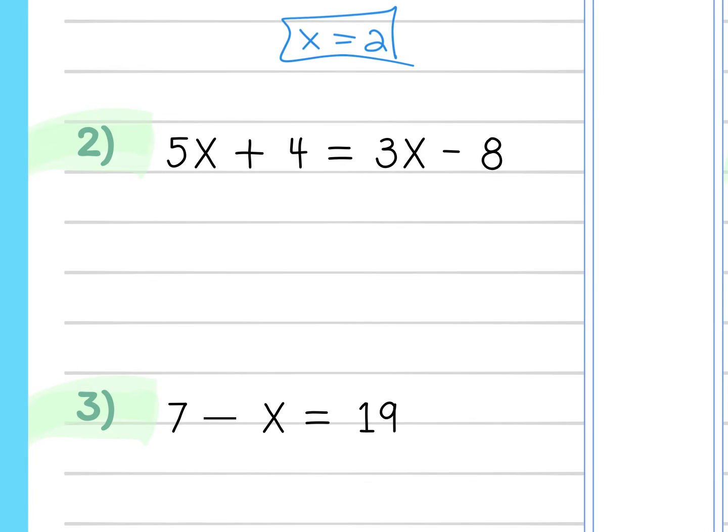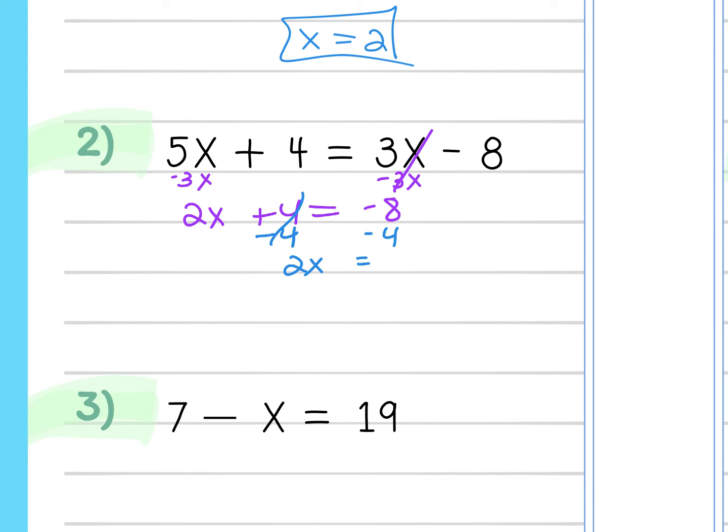What would be step 1 for 2? Okay, and there's 2 options. You can either subtract the 3x first, or what else could I have done? Subtract the 4, right? You could go either way. So this becomes 2x plus 4 equals, this is gone, negative 8. Now subtract the 4. 2x, this is gone, equals negative 12. Divide by 2. X equals negative 6.